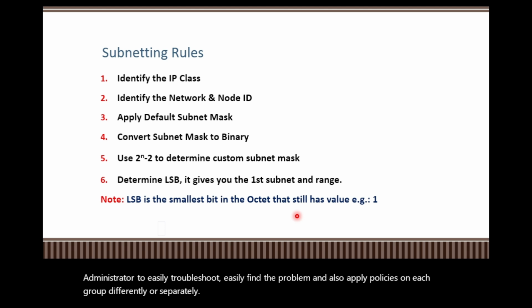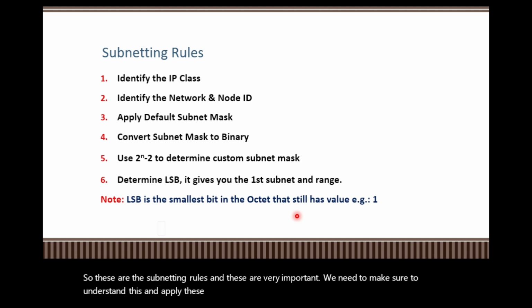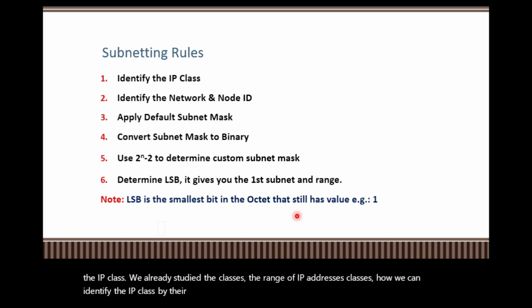So these are the subnetting rules, and these are very important. We need to make sure to understand these and apply these when we do subnetting. The first rule is to identify the IP class. We already studied the classes, the range of IP address classes, and how we can identify the IP class by their range. Every class of IP address has a specific range, so we need to find what class the IP address is. That's simple and easy.